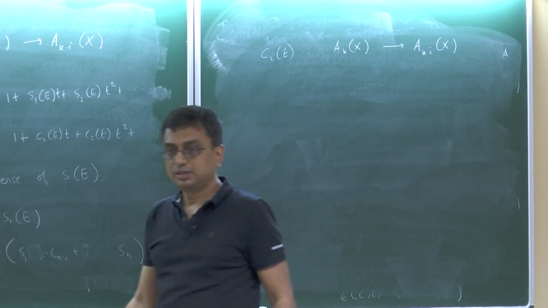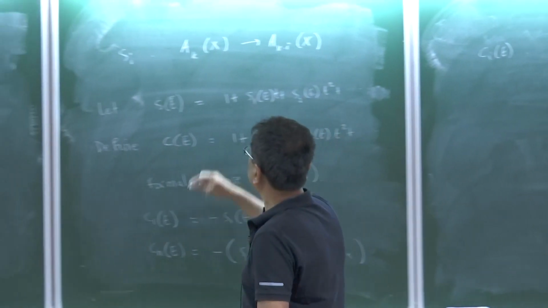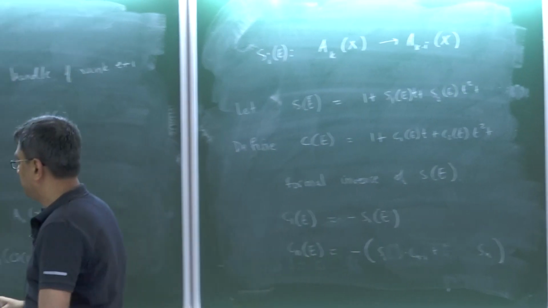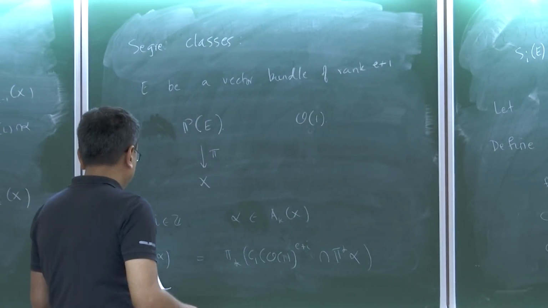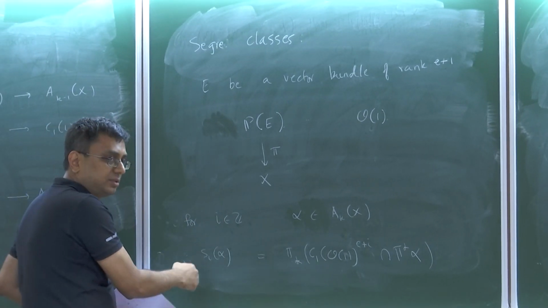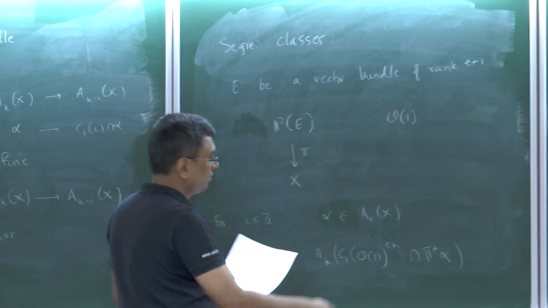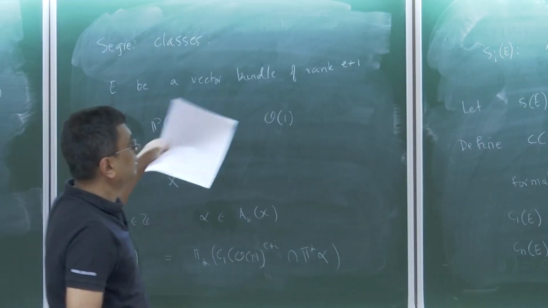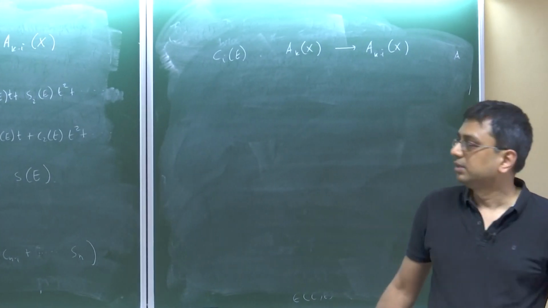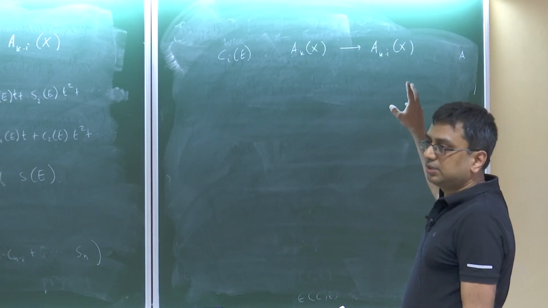Yes? How are we defining S_i of E? Sorry, this is S_i of E. Sorry, my S_i. So I have dropped this E because this E was fixed. But this operator S_i, which depended on E, is called S_i(E), right? It depends on E.